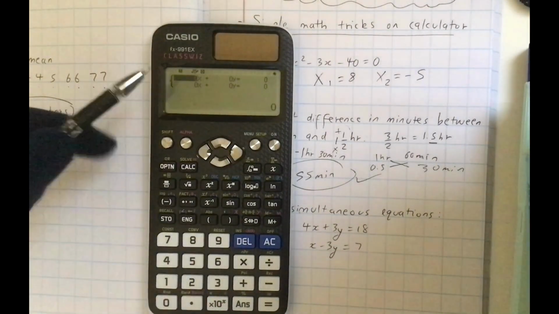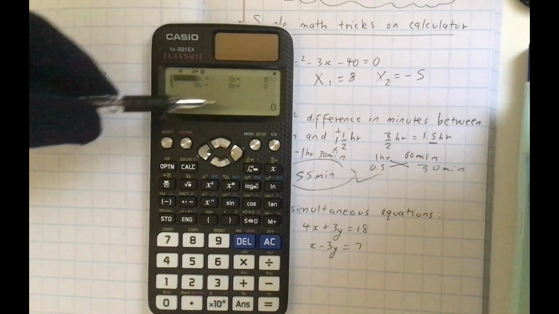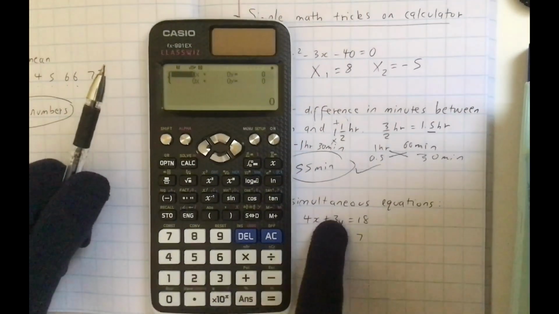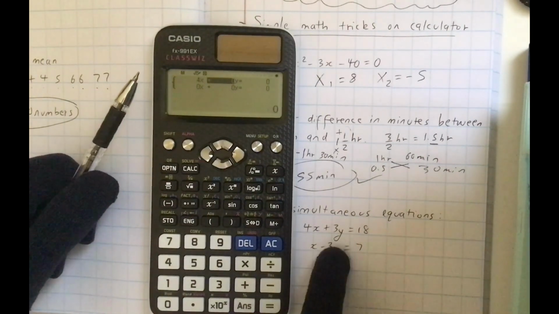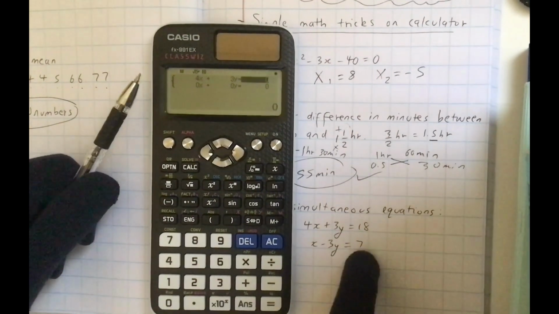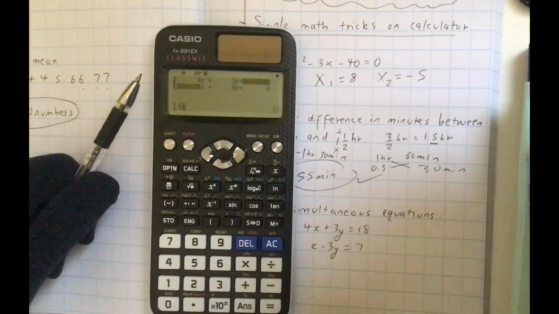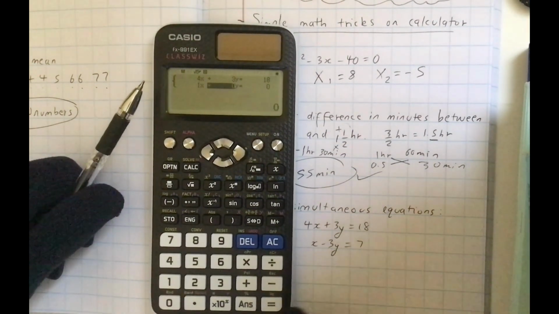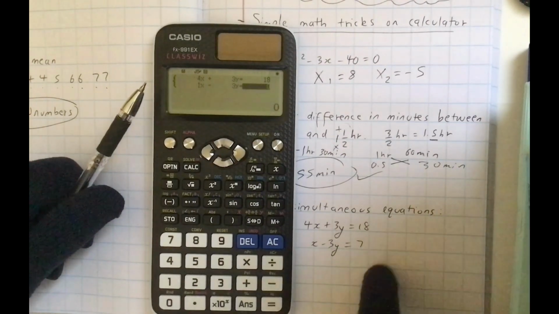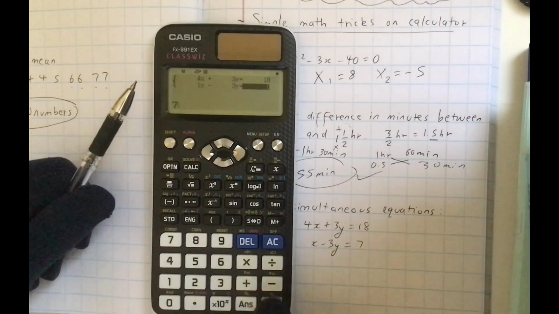Once you do that, you'll get a display showing two equations where you can write. So you're going to write 4, then 3, equals 18, then 1, minus 3 for y, equals 7. Alright, so now you just hit the equal sign again.